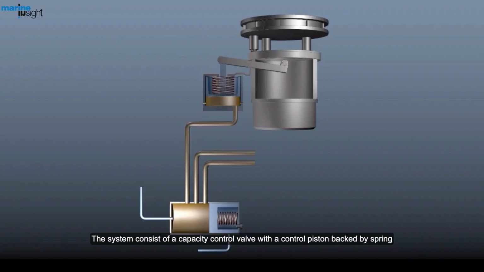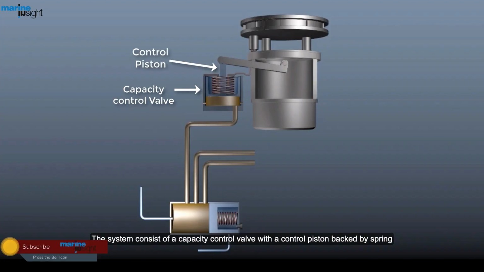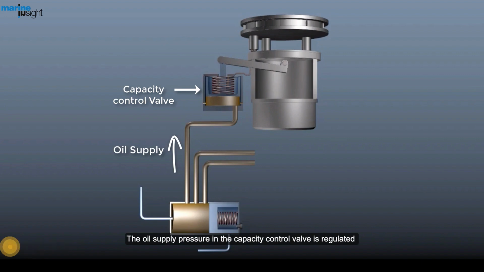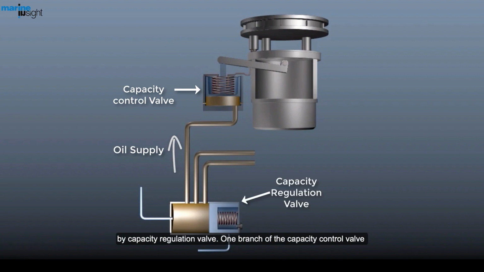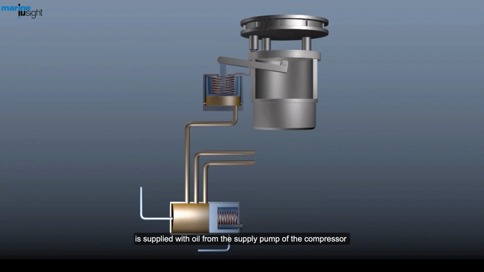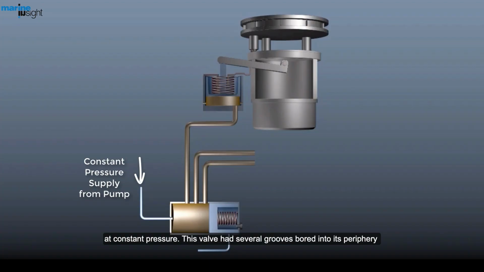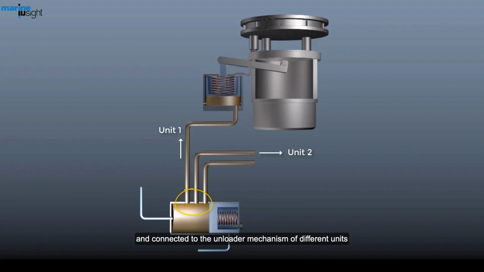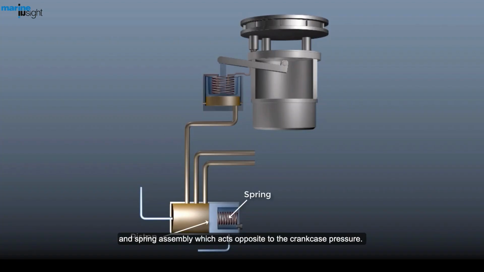The system consists of a capacity control valve with a control piston backed by spring. The oil supply pressure in the capacity control valve is regulated by a capacity regulation valve. One branch of the capacity control valve is supplied with oil from the supply pump of the compressor at constant pressure. This valve has several grooves bored into its periphery and connected to the unloader mechanism of different units. The capacity regulation valve also comprises a piston and spring assembly, which acts opposite to the crankcase pressure.